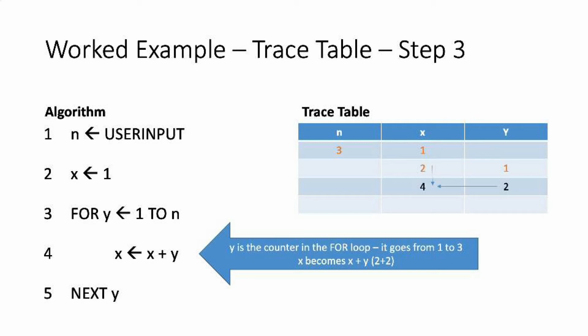Okay, well let's do that again. So let's loop around that again. This time y becomes 2, so from y equals 1 to 4, we've done 1, so now we're on 2. X becomes x plus y, so x is 2. We're going to add on y, which is also 2, and that gives us 4. Okay, let's have a look at our next step. So y now is going to be changed to 3. So 1, 2, 3. X becomes x plus y. Well, x was 4, y is 3, so x becomes 7.